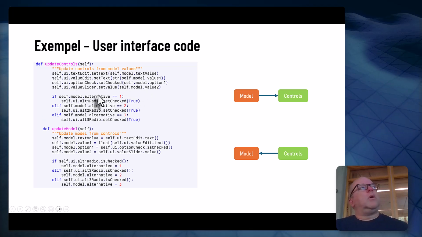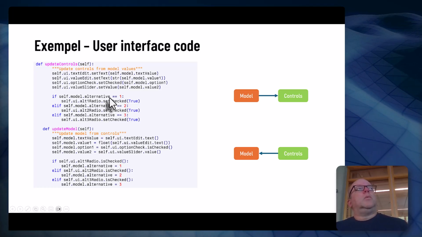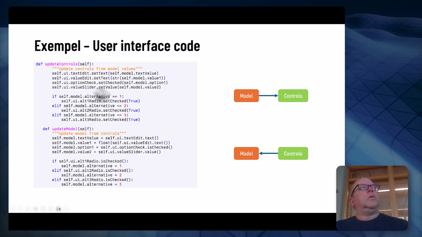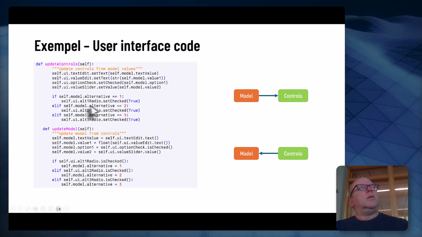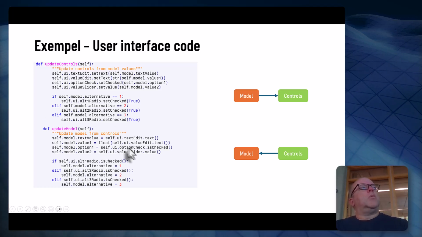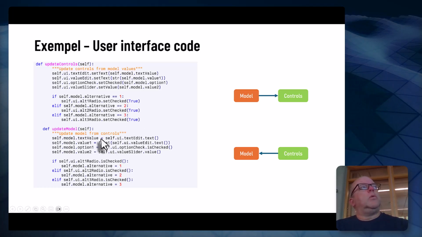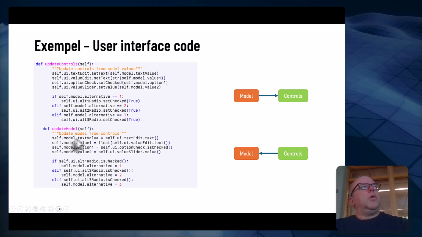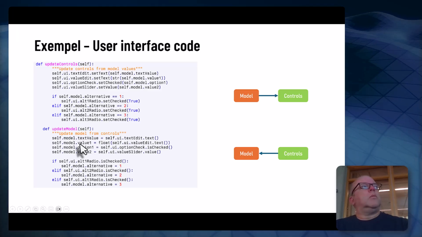And then if you have alternatives, you need to check what values are set and then check the correct radio button in this case. Update model goes the other way around. You just go the other way around. You set the text value: model text value equals text, value equals float.